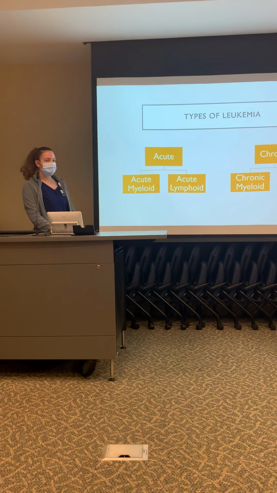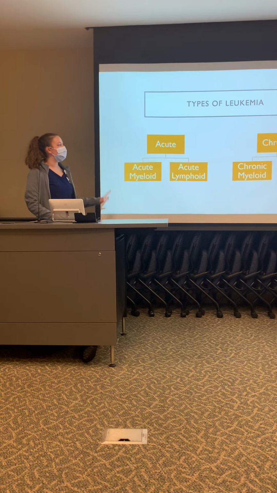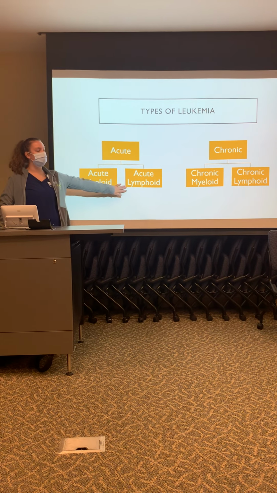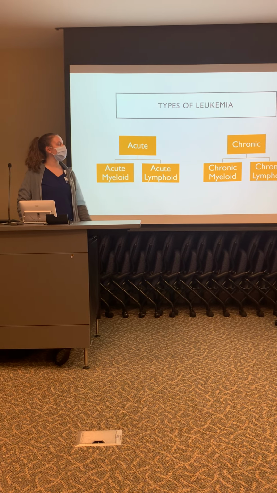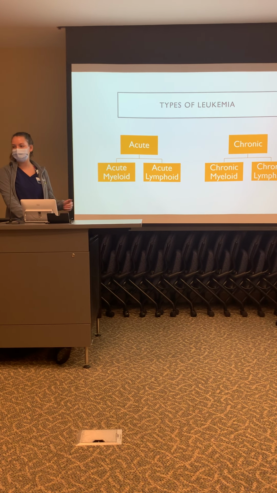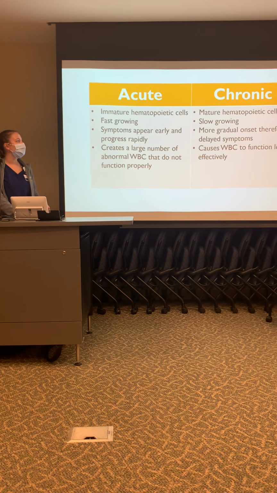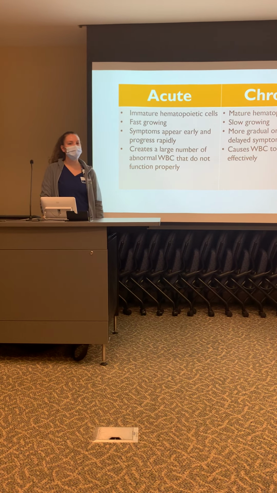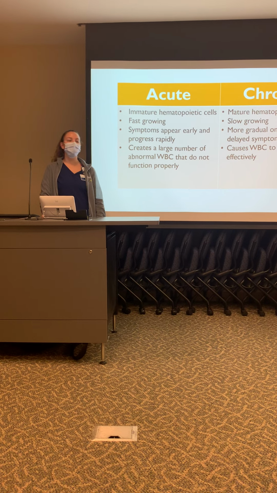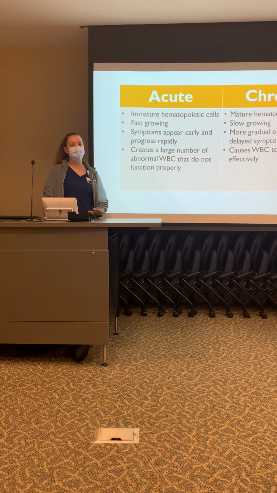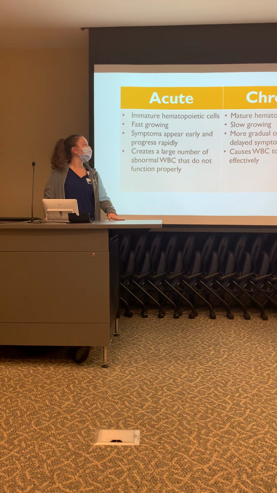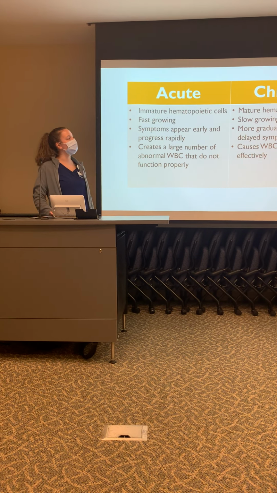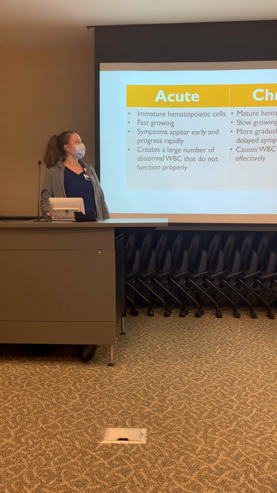There are 4 main types of leukemia that you'll learn about. Leukemias can be acute or chronic and originate in either the myeloid or the lymphoid cells. We'll go a little bit deeper to compare those. Acute leukemias originate in the immature hematopoietic cells. Hematopoietic cells are the cells that form mature cells. So acute is in the immature hematopoietic cells, whereas chronic forms in the mature cells.